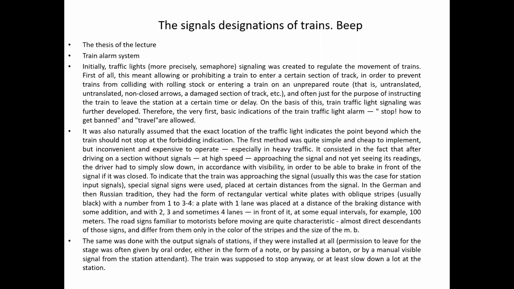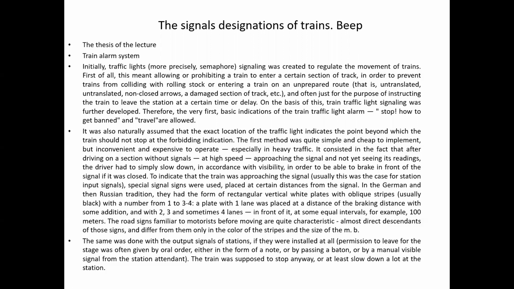Therefore, the very first basic indications of the train traffic light alarm were: stop, as in banned, and travel allowed. It was also naturally assumed that the exact location of the traffic lights indicated the points beyond which the train should not pass at the forbidding indication.